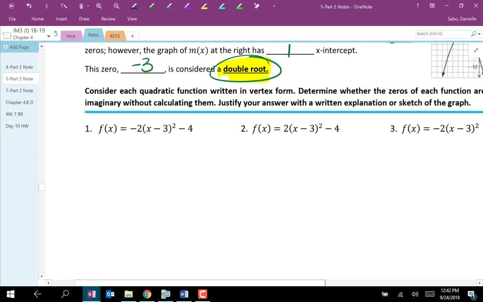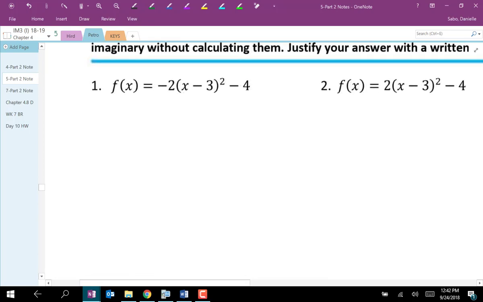All right, so we have our vertex formula. Does anyone remember what the vertex is here from way back? Go ahead. Positive 4, negative. Careful.